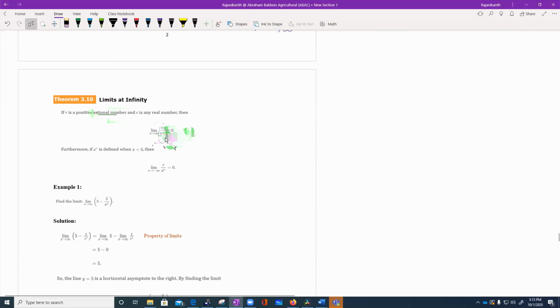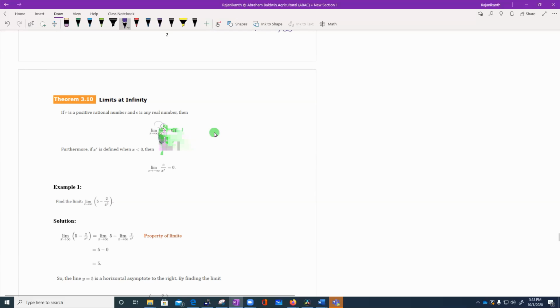When the denominator gets bigger and bigger, x goes to infinity means the denominator gets bigger. So you are dividing some number c by a very, very big number. So your answer is very, very small. The smallest possible number is 0. Therefore, your answer is 0. So you could use this result to find limits.